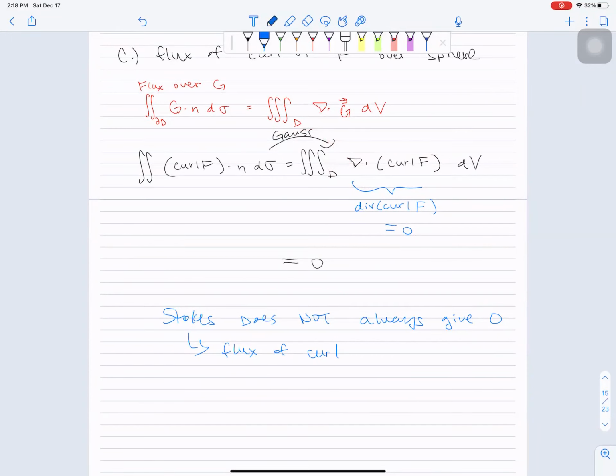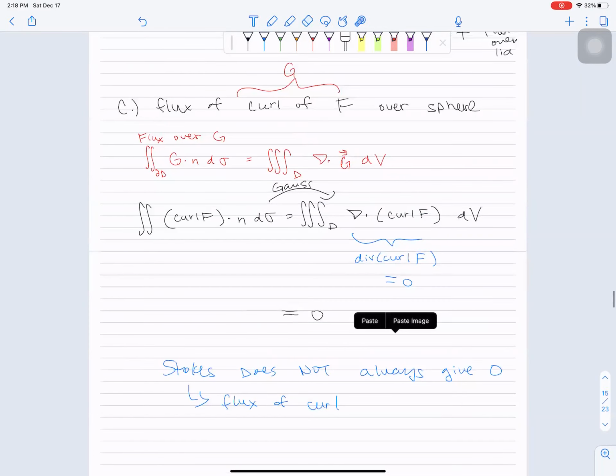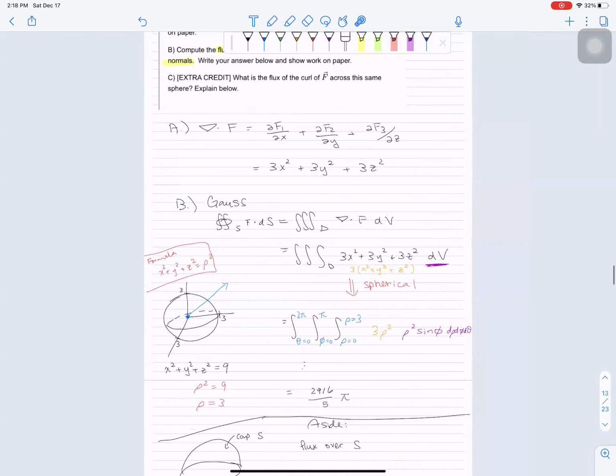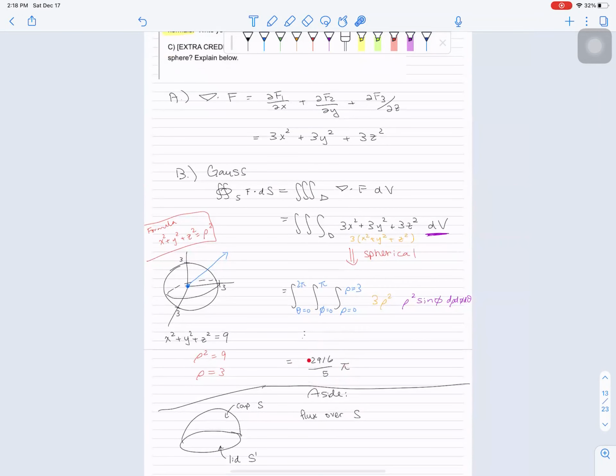If you wanted to, you could go further, but I'll just stop it there. Okay, so why is there a G dot N for Gauss? That's the formula for Gauss's theorem. This is just Gauss's theorem from the videos. The final answer for part B was 29/16/5 pi.